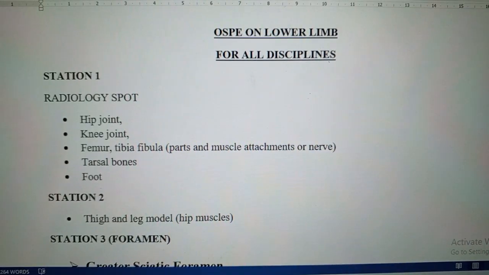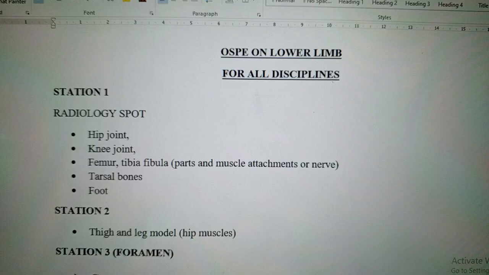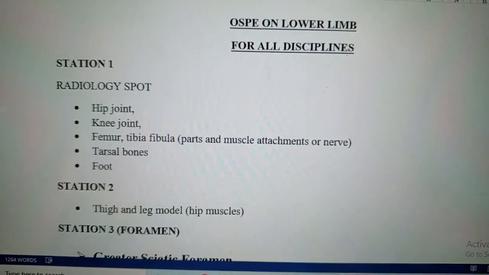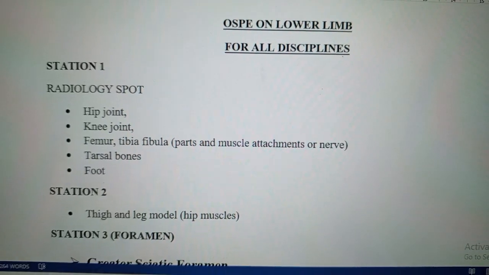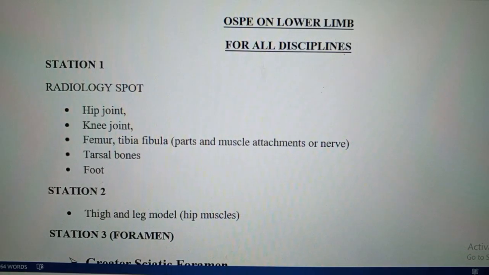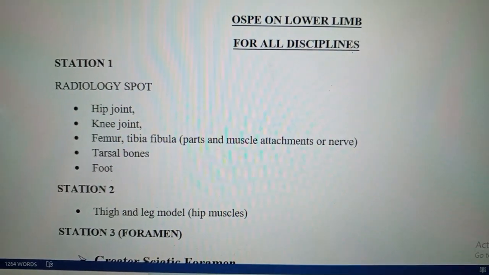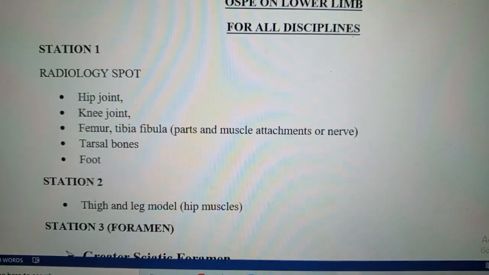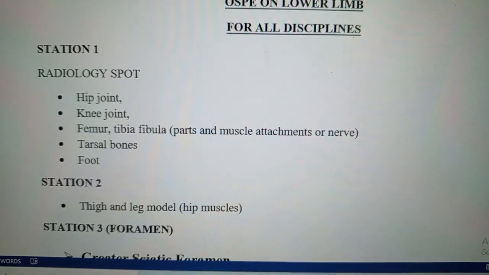It can be the hip joint, and markings on the head, neck and shaft of the bone can be given to you. On the knee joint, marking of the condyles can be given to you. Marking of the femur, tibia, fibula parts like medial condyle, lateral condyle, intercondylar eminence, and the head, neck, and shaft of the bones can be given to you.